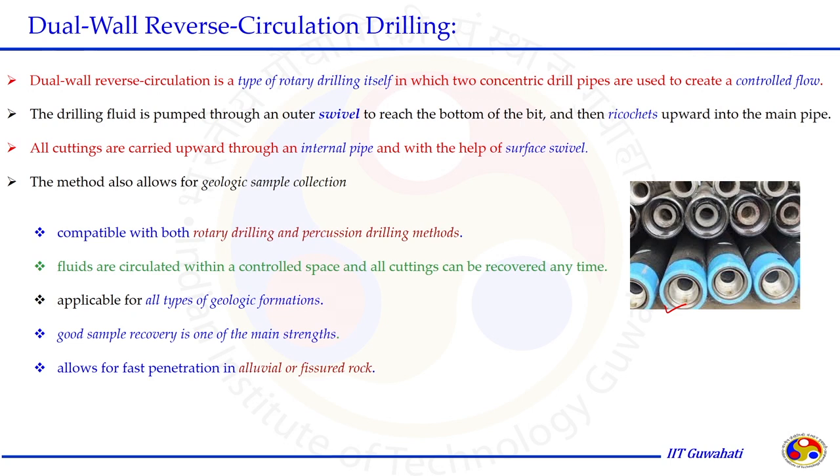So this method has more advantages compared to the previous one. It is compatible with both rotary drilling and percussion cable drilling methods. Fluid is circulated within a controlled space and all cuttings can be removed anytime. We don't need to wait like in the cable method, where we need to take out the bit, allow the cuttings to come to the surface, and then again insert the bit to create deeper holes.